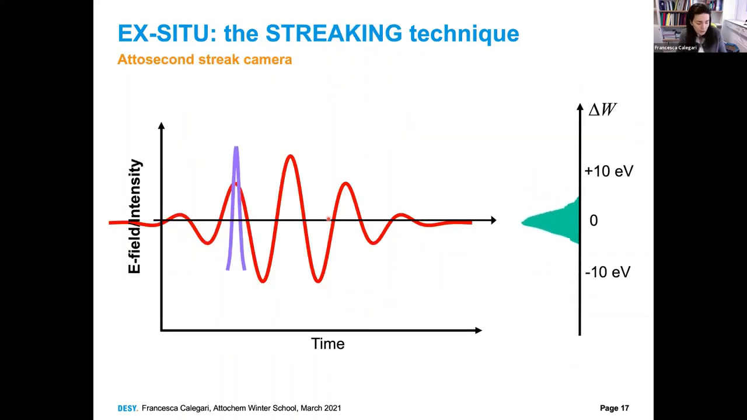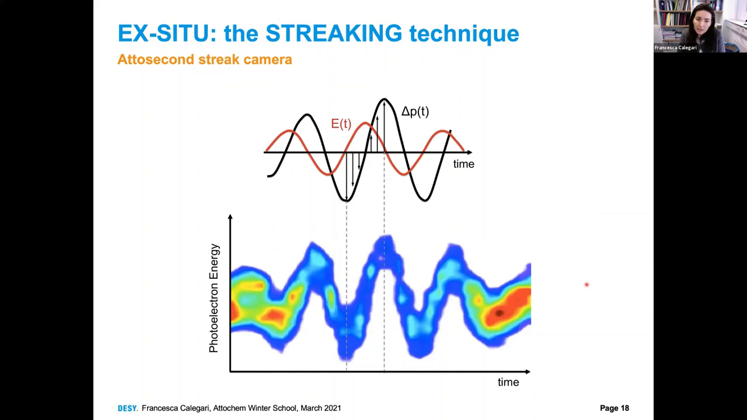Okay, now I will move quickly to the second method, which is the streaking technique. Here I'm showing what's happening to the emitted electronic wave packet in the presence of a relatively strong IR field. By relatively strong, I mean that the IR field needs to reach an intensity of about 10 to the 11 watts per square centimeter. And you can see that basically the emitted photoelectron wave packet, which is represented here by this green Gaussian going up and down, the kinetic energy of these electrons is indeed modulated by the presence of this external IR field. This is actually resulting, as you can see here, in this streaking trace.